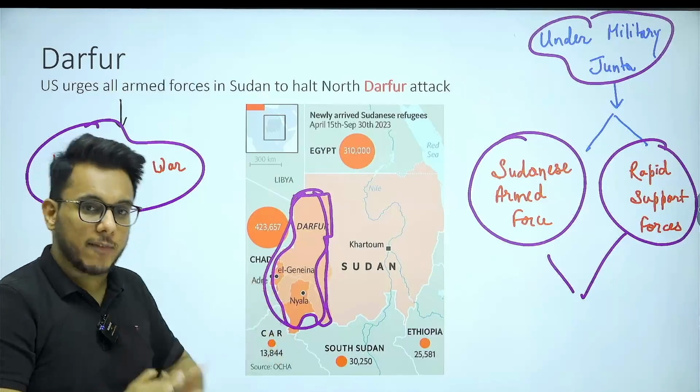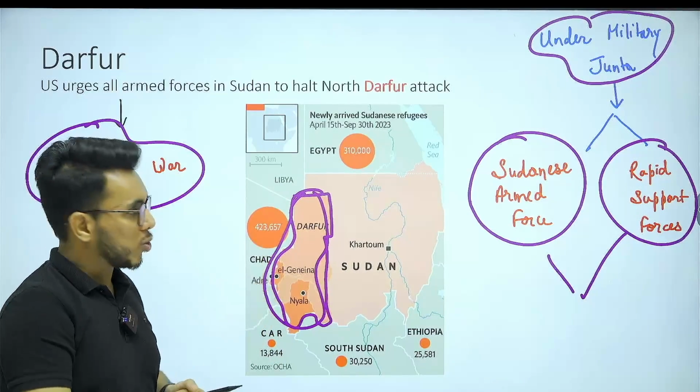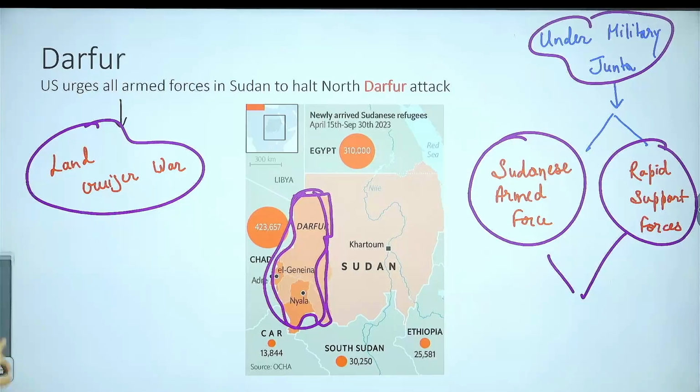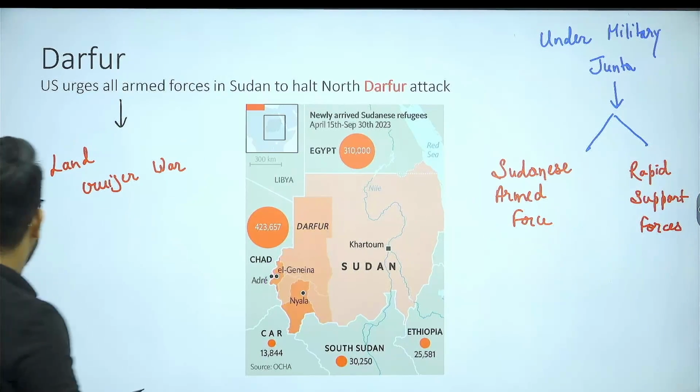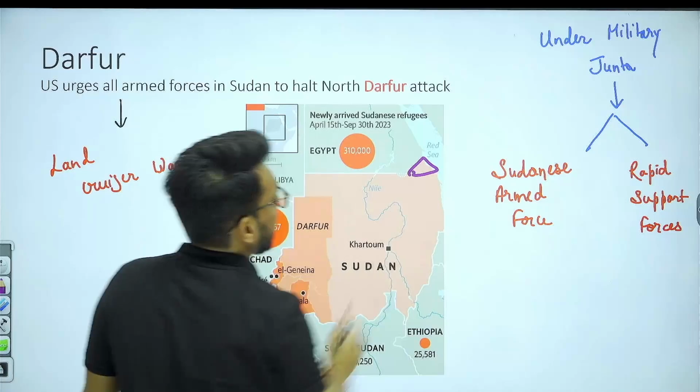Where is it located? Africa. In Africa, where is it located? In Sudan. Okay, Sudan's other dispute here, guys, if you remember this one, that is the Halaib Triangle.